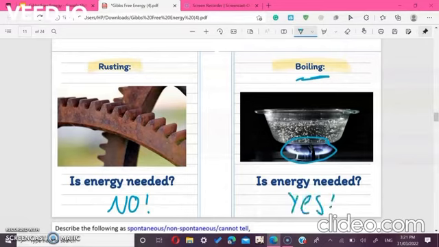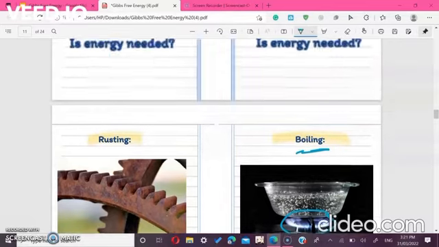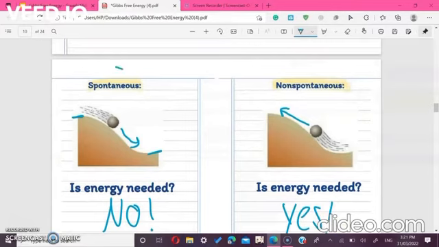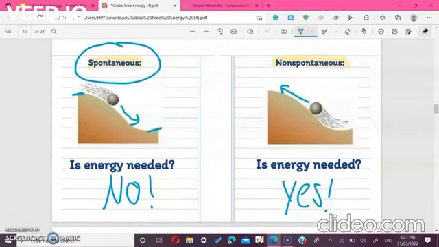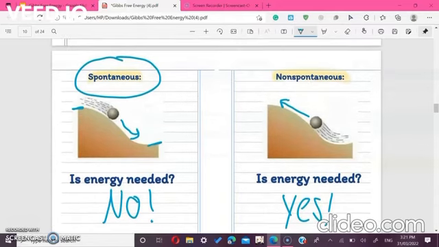What do we call a reaction that does not need an input of energy? We call that reaction a spontaneous reaction. And what do we call a reaction that needs an input of energy? We call the reaction a non-spontaneous reaction.